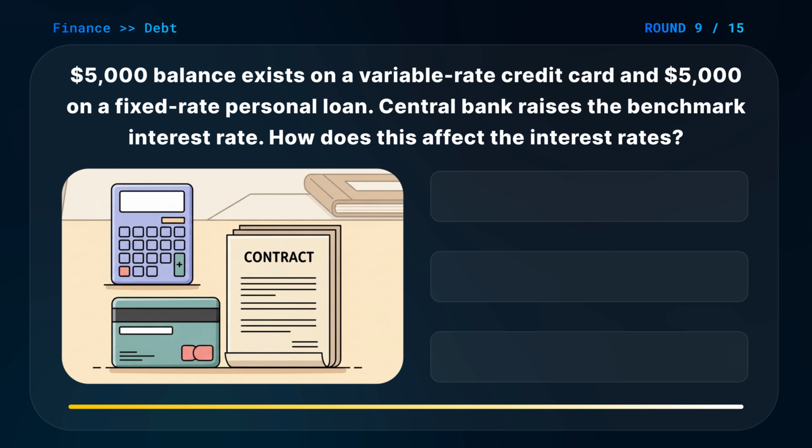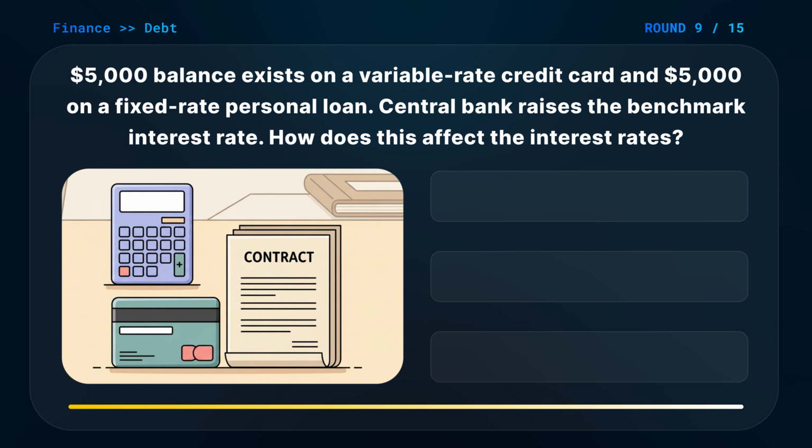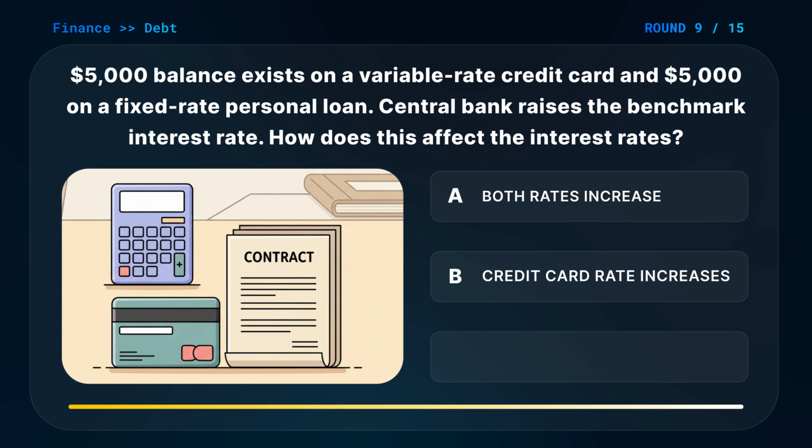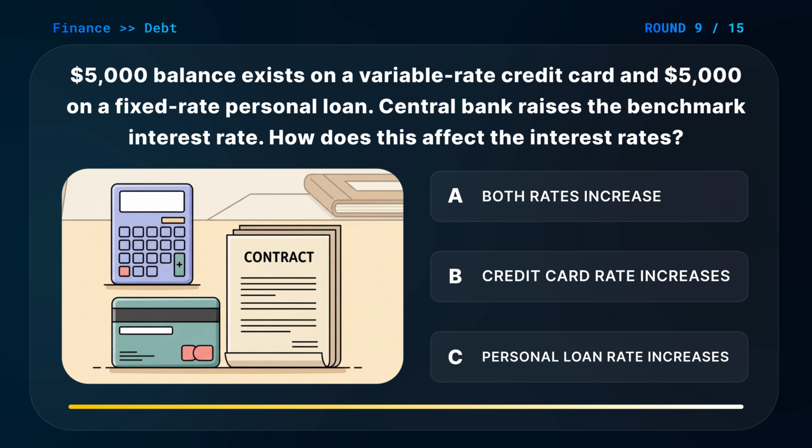Let's see. You have a $5,000 balance on a variable rate credit card and a separate $5,000 balance on a fixed rate personal loan. The central bank then raises the benchmark interest rate. How does this action affect the interest rates on your two debts? A. Both rates increase. B. Only the credit card's rate increases. Or C. Only the personal loan's rate increases.